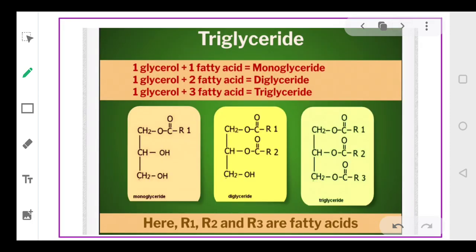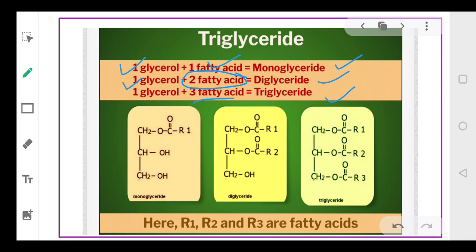See, whenever one glycerol molecule joins with one fatty acid, we call it monoglyceride. When one glycerol joins with two fatty acids, it is called diglyceride. And when one glycerol combines with three fatty acids, we call it triglyceride. So I hope the name triglyceride, or the glycerides, is clear.